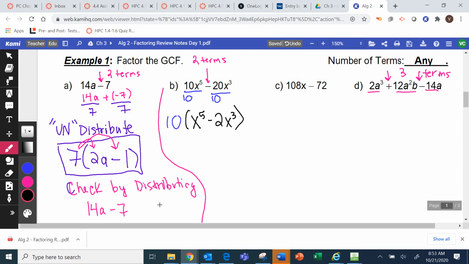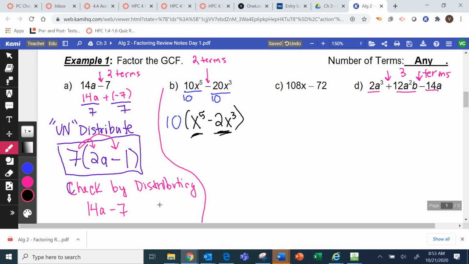Thank you. Okay, if I took out that 10, does x to the 5th and 2x cubed have anything in common? They do. Tessa, what do they still have in common? They've got x's in common. So even though it's not a number, it is something that's multiplied in there. So that is something that we're going to factor out.